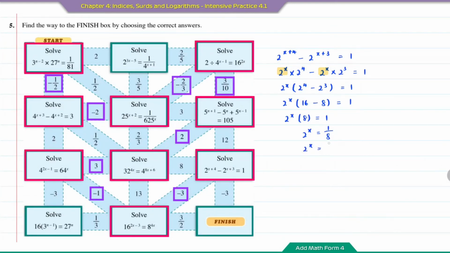So we're going to change the 8 to the number in base 2, which is 2 to the power of 3. So 1 over 2 to the power of 3 is equal to 2 to the power of negative 3. Now by comparing the power, x is equal to negative 3. So by this, we already finished question number 5.